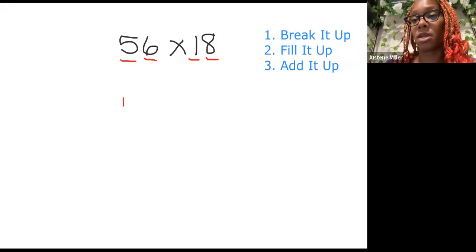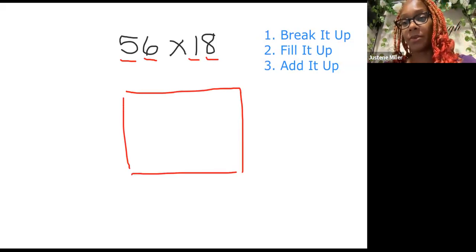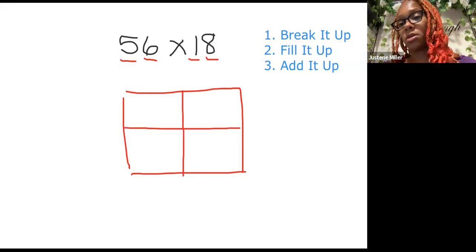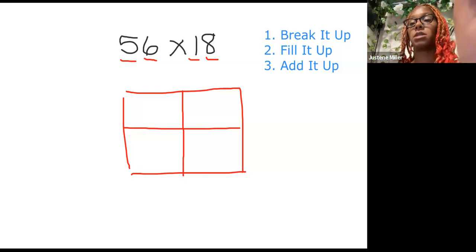So I'm going to draw me a nice little square. Oh, I made it red. Let's keep it red. All right. And on this side, I need 2. Right? We see the 2 numbers. And then on this side, I'm going to need 2. So a 2 by 2 gives me the 4 boxes. So step number 1, break it up. How are we going to break up 56?